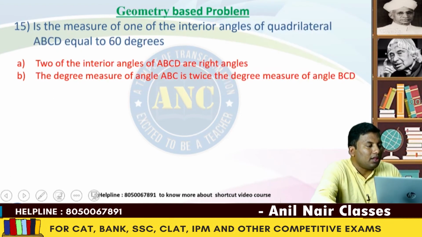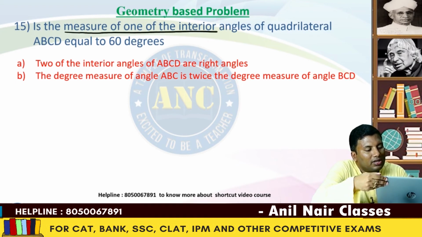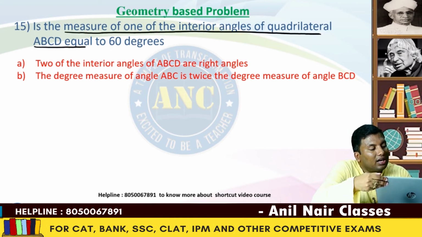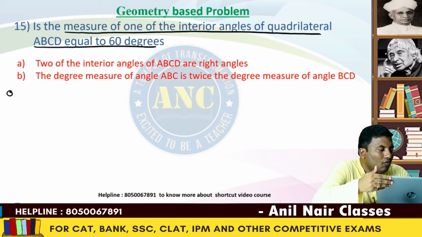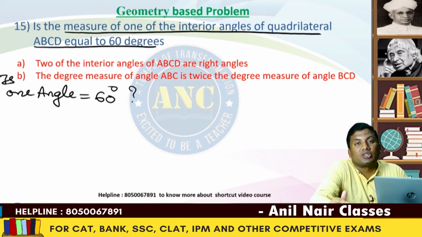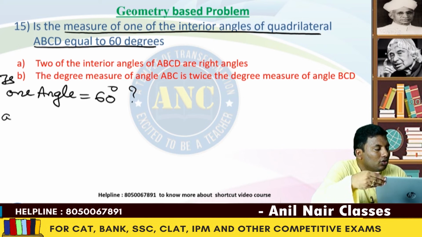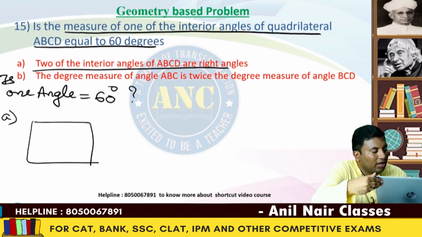16th. Next one. I think this also is a very, very good question. Is the measure of one of the interior angles of ABCD equivalent to 60 degrees? Easy asking. One angle equivalent to 60 degrees: that means the answer should be a definite yes or a definite no. Statement 1: two of the interior angles are right angles. A, B, C, D. So two angles are right angles.